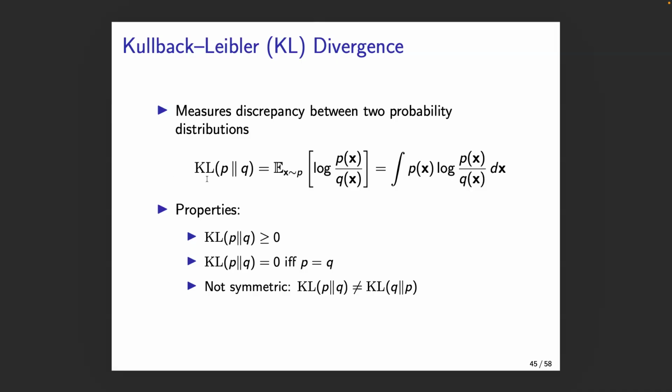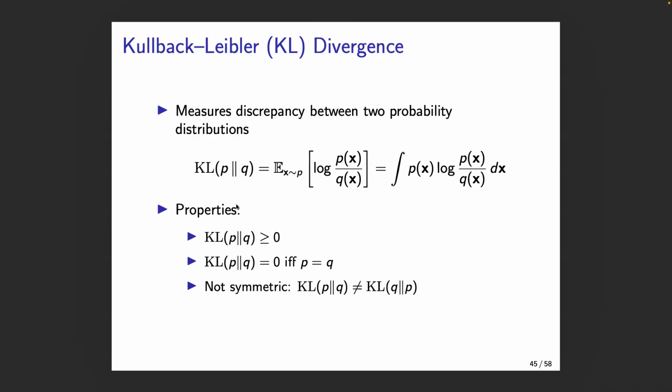To measure the KL divergence between the first probability distribution, P, and the second, Q, what we need to compute is the expected value of the random variable which is the log of the probability of sampling data point X from distribution 1, which is P, divided by the probability of sampling data point X from the second distribution, which is Q. And this data point X is sampled from the first distribution, P.